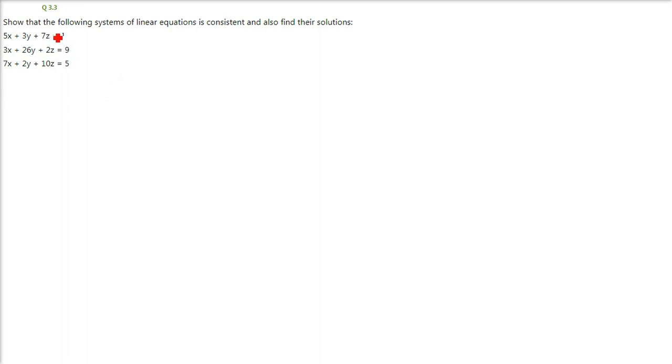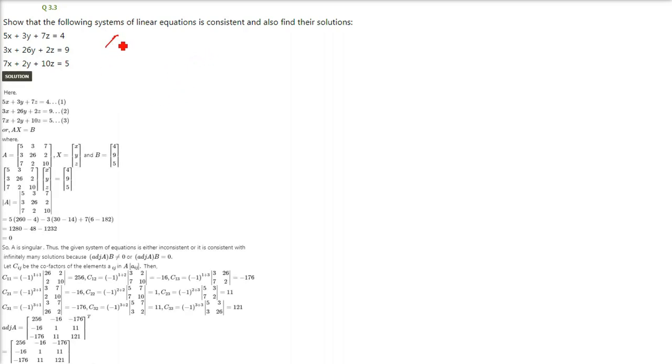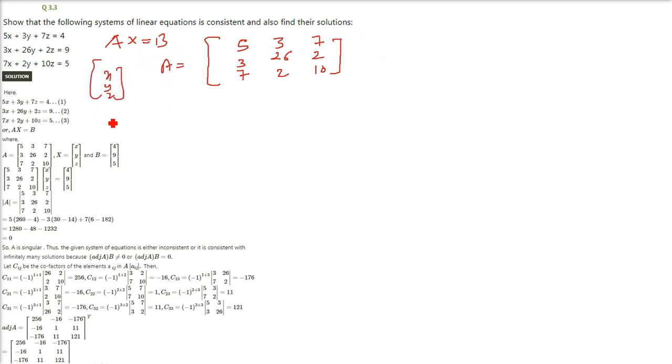Show that the following system of linear equations is consistent and also find their solutions. So this will come as a 3 by 3 matrix. But the procedure will remain same. Ax equals b. What is A here? Let me write it. Coefficient of x: 5, 3, 7. This is A I am writing. Coefficient of y: 3, 26, 2. Coefficient of z: 7, 2, 10. This is your A. Now what is X here? X will be x, y, z. What is B here? 4, 9 and 5.